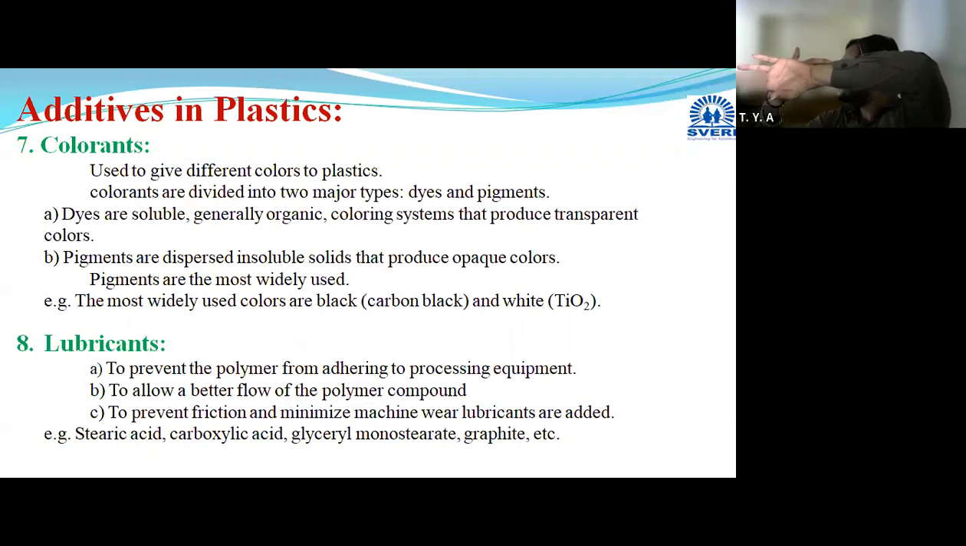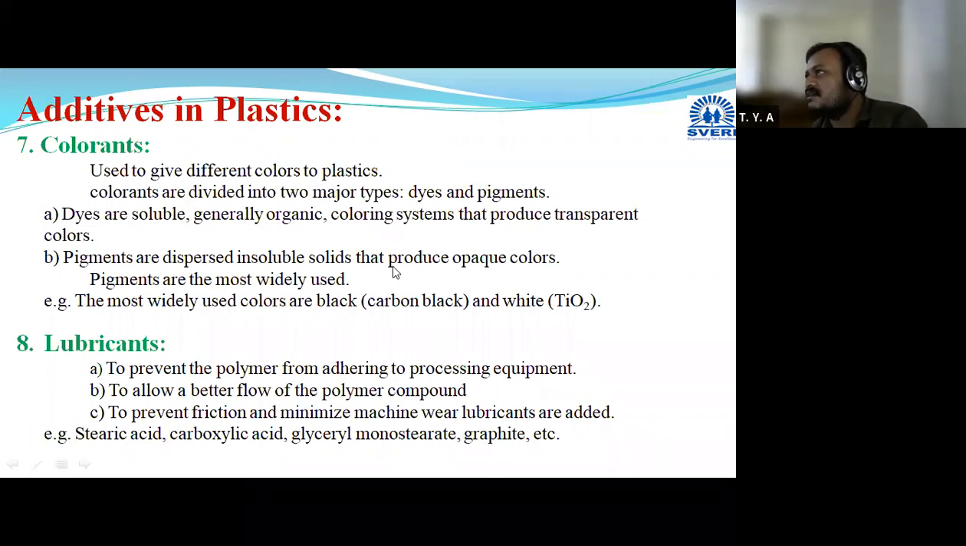Are you getting this difference? If dyes are there, you can see through that layer. If pigment paint is there, you cannot see through it, so it is considered an opaque color. Here I have highlighted it: pigments produce opaque colors, and dyes are used to produce transparent colors. In short, light can pass through dyes, and light cannot pass through pigments.